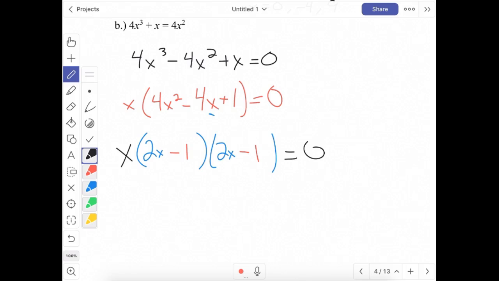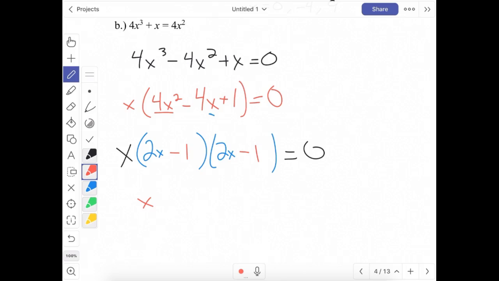So then, just to kind of guess and check, you can FOIL. 2x times 2x is 4x squared. 2x times negative 1 is negative 2x. Do that again, you get negative 4x. Negative 1 times negative 1 is positive 1. So those would be our factors.